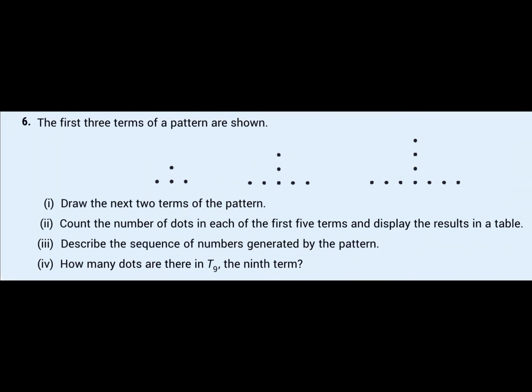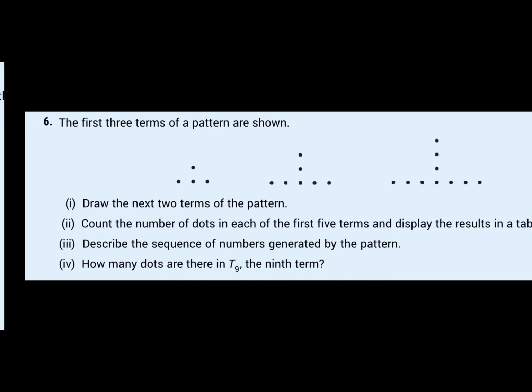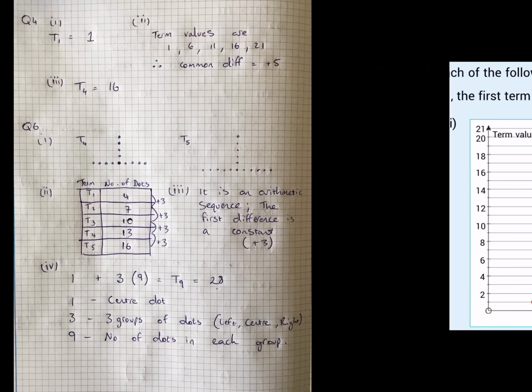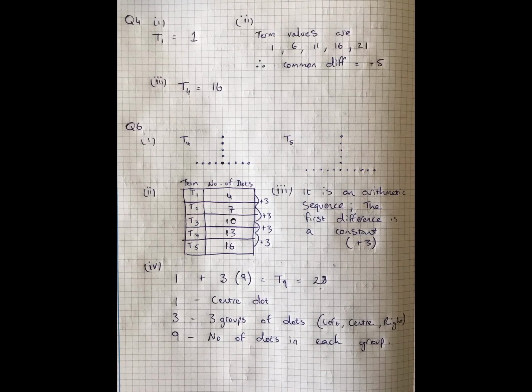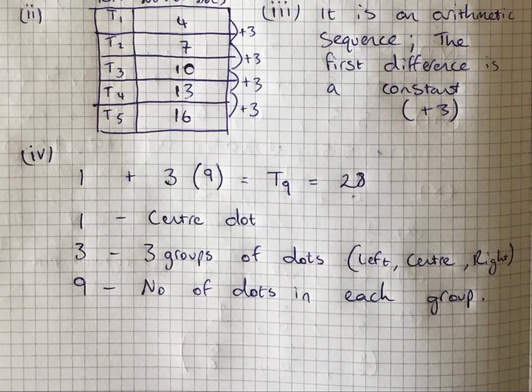Finally, question 6, part 4. It says, how many dots are there in the 9th term? Okay, so there's loads of different ways you could do this. You could just keep drawing them and so on and whatever else. But I did it mathematically, and this is going to help us out later down the line when we start using what's known as the general term. Okay, but we're not just there yet.